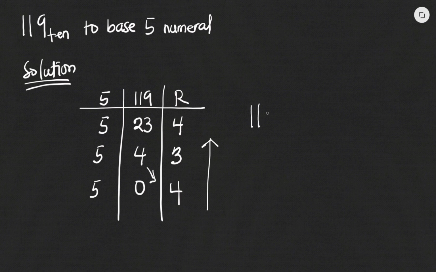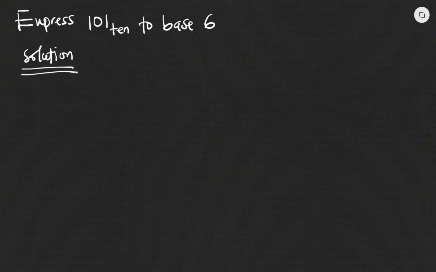So therefore, it means that 119 base 10 is equal to 343 base 5. Okay, so let's have a look at one final example. We are to express 101 base 10 to base 6. Okay, so this is very easy, and just like we've dealt with the first 3 examples, we are going to do the exact same thing to this example as well.